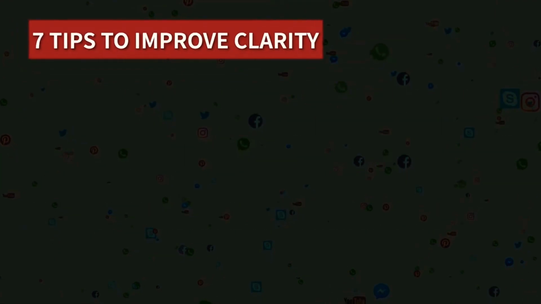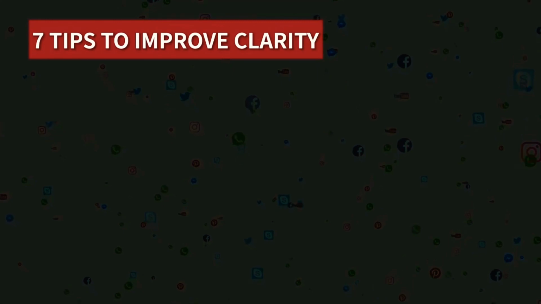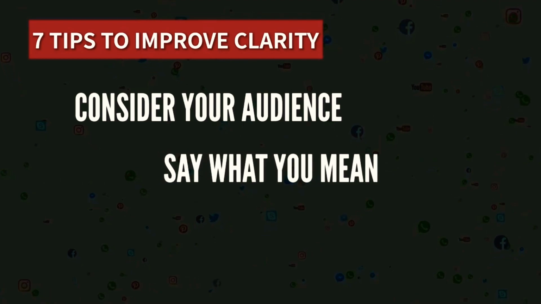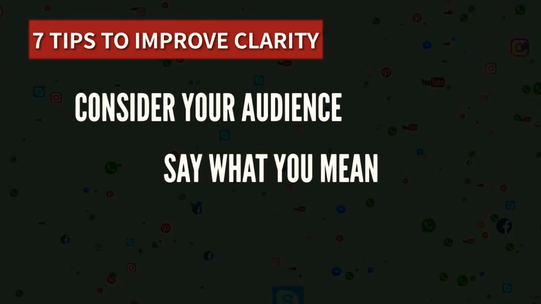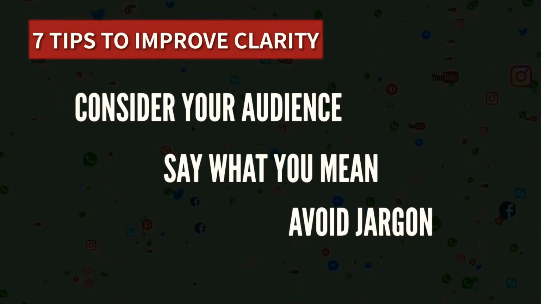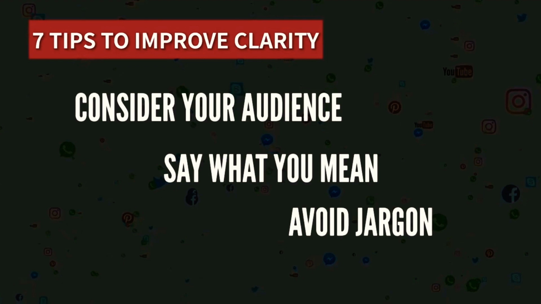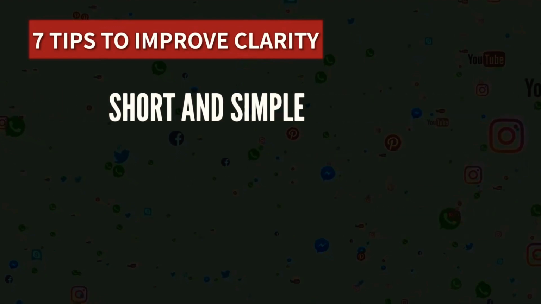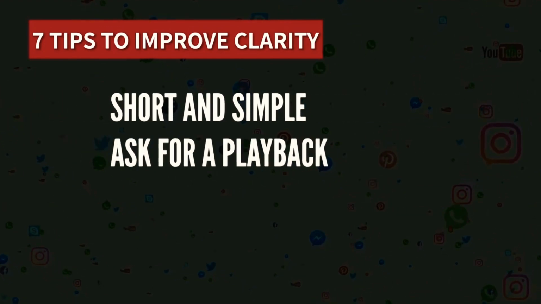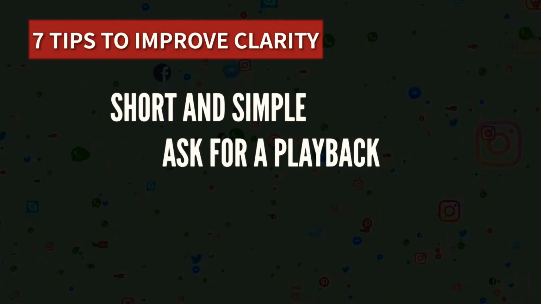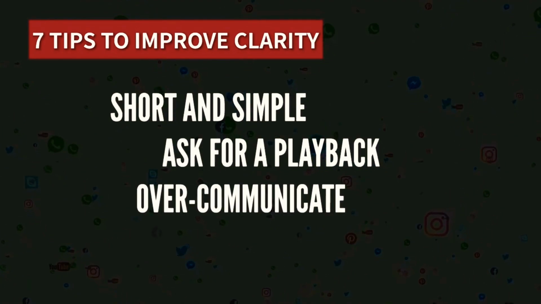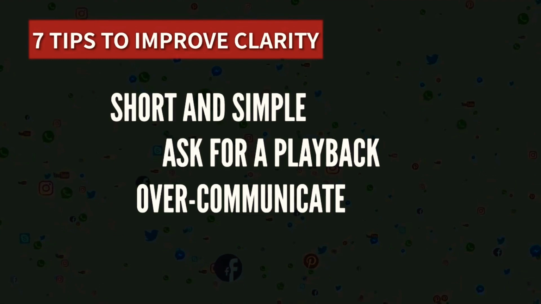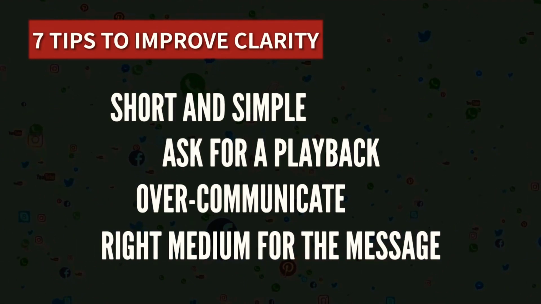Here are 7 tips for improving the clarity of your own communication. Number 1, you need to consider your audience. Number 2 is to say exactly what you mean. The third one is to avoid jargon, meaning special words or expressions used by a profession or group that are difficult for others to understand. The next one is to keep it short and simple. Number 5 is ask for a playback. Number 6 is over-communicate, not in a negative way but in a positive way, to make sure that the receiver understands the message. And lastly is to choose the right medium for the message.